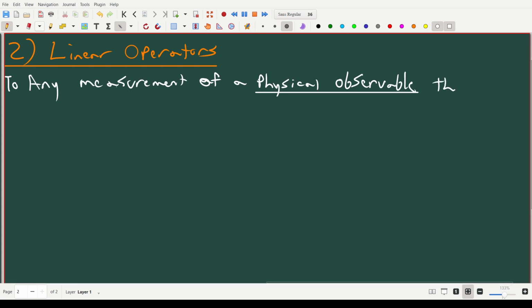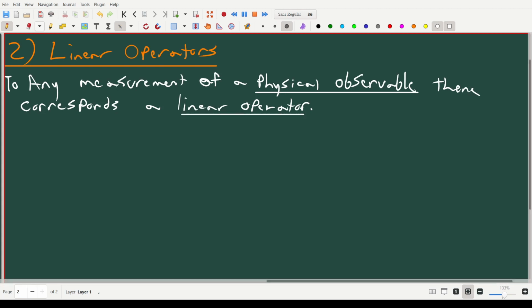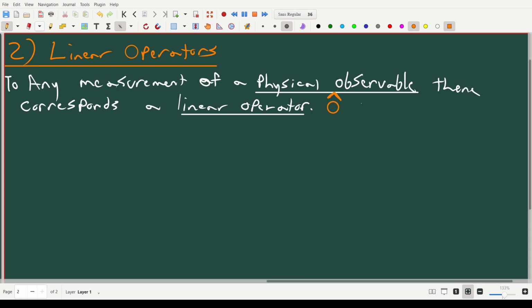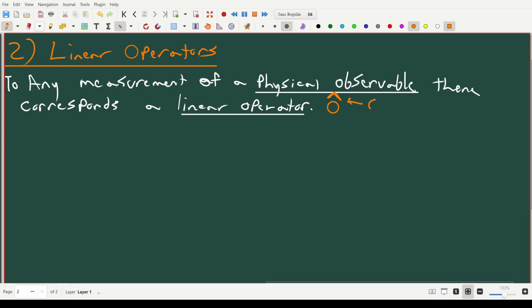There corresponds a linear operator that satisfies the following properties. I'm going to give the operator a name real quick, sorry. It's just so we have it. So I'm going to write the general operator O, and I'm going to put this little caret hat on top of it. Anytime you see that, think operator. So this is a generic operator.